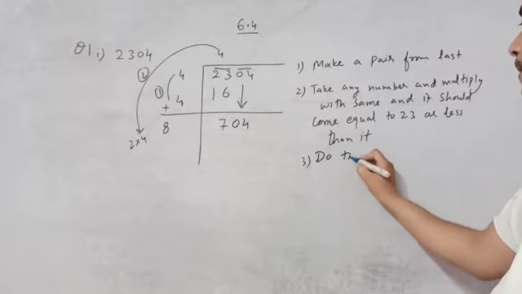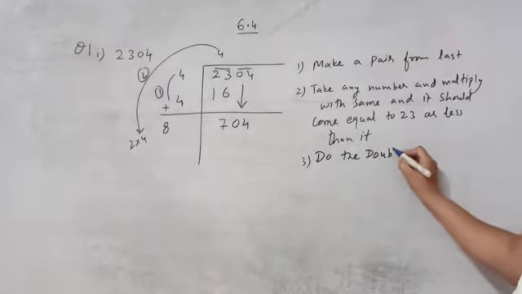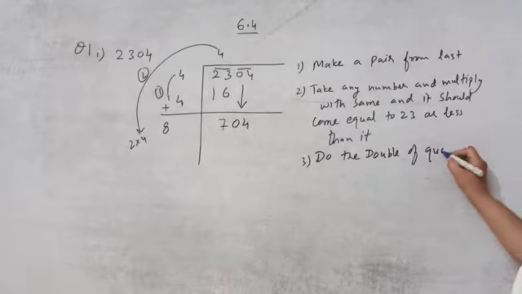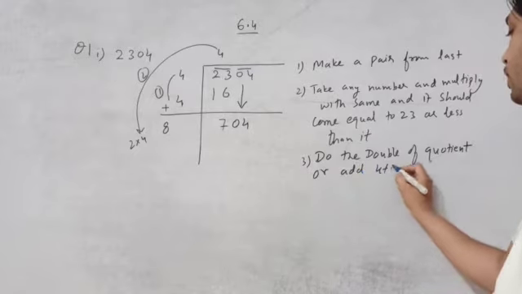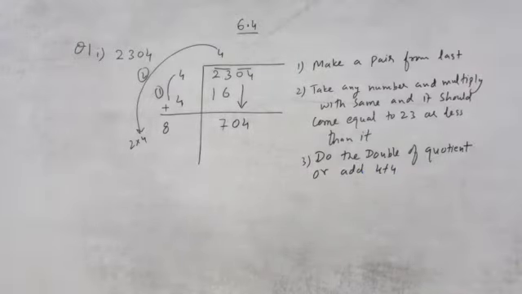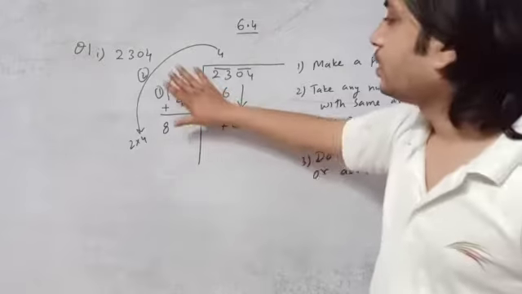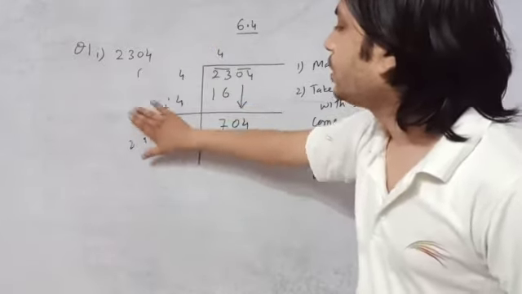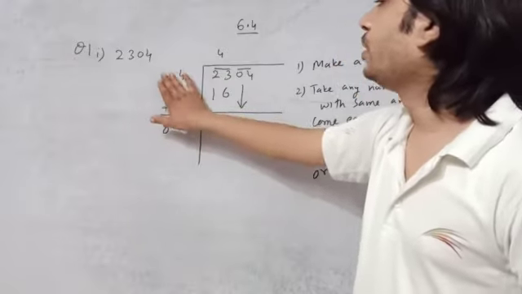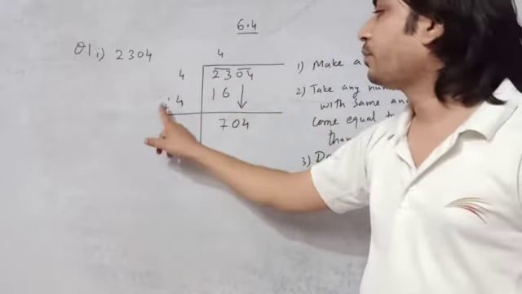Do the double of the quotient, or add 4 plus 4. So we can do any one thing. So here you can add 4 plus 4 or you can do the double of 4. So now here 8 came.